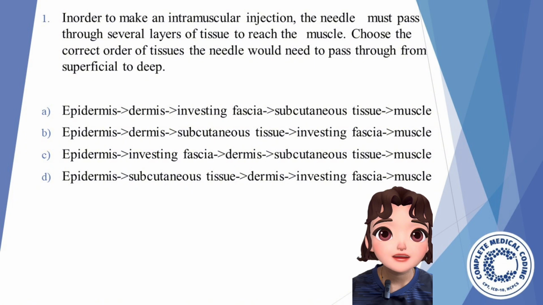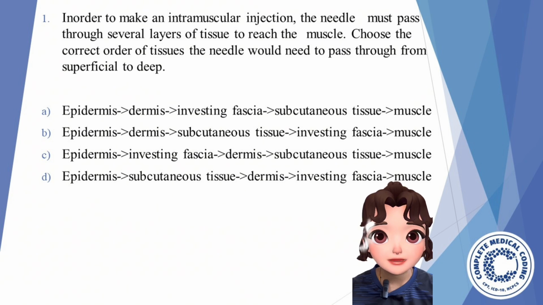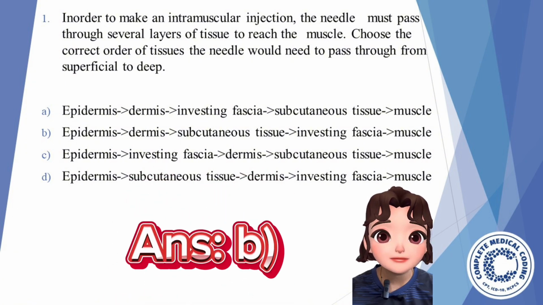The correct layers are, starting from epidermis, then dermis, subcutaneous tissue, investing fascia, and then muscle. So here the correct answer will be option B: epidermis, dermis, subcutaneous tissue, investing fascia, and muscle. This is the correct order of the layers for performing the injection.